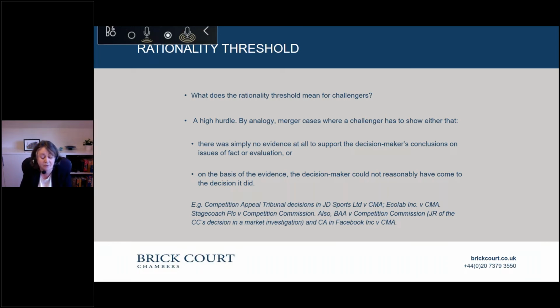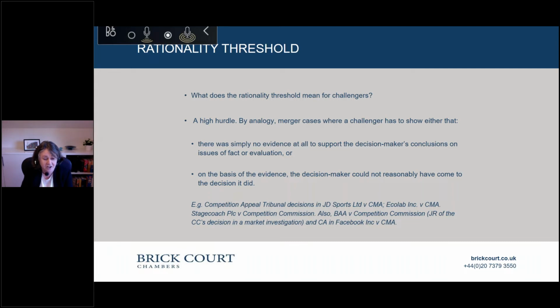And if it is, then it will be set aside and remitted back to the decision maker to make the decision again. So this approach takes account of the fact that there is really an expert body, and in due course an experienced one, that is the decision maker, and it's not the court or tribunal hearing the appeal. Another way in which it's frequently described is that the public body has a wide margin of appreciation in what it does. So as the slide says here, the CAT has made the point in merger cases particularly, but also in others, that it's a high hurdle to pass.